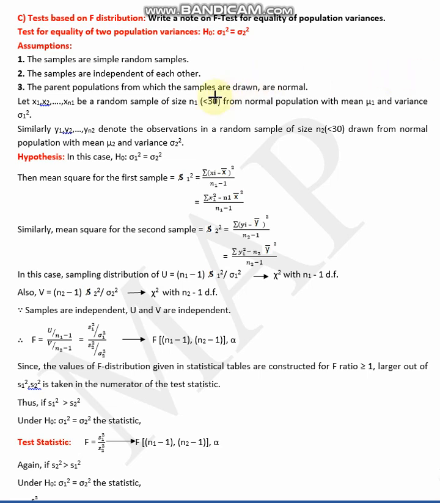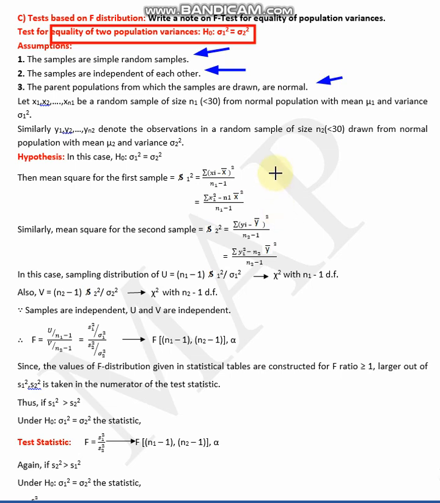The assumptions are that the samples are simple random samples. The second assumption, which is important for the F test, is that the samples are independent of each other. The parent populations from which the samples are drawn are taken to be normal, and this test is related with testing the equality of two population variances. So my null hypothesis in this case is sigma 1 square equal to sigma 2 square.